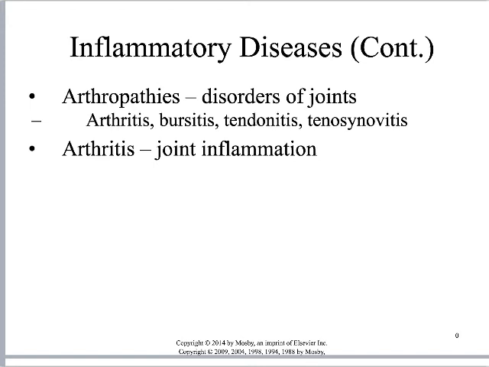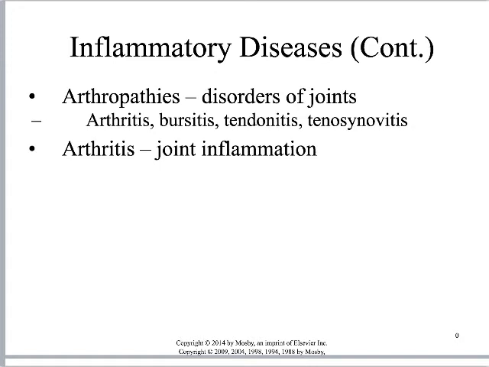Arthropathies are disorders of the joints. So anything joint related, the umbrella term is arthropathy. So arthritis, bursitis, tendinitis, tenosynovitis, these are just inflammations within the joints, either of the tendons or the bursa sac around the joint, and we'll talk more about them here briefly.